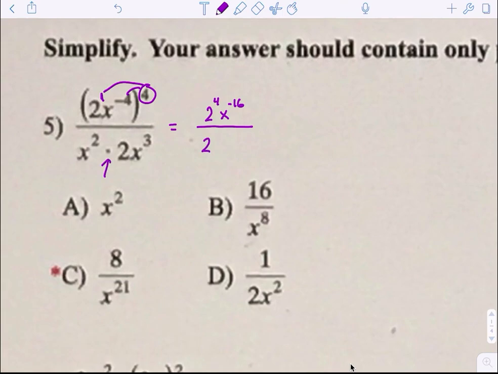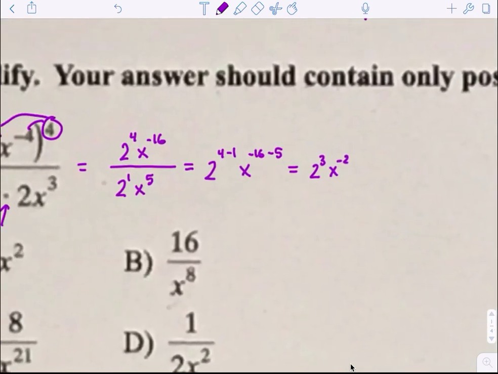So I'm just going to write 2, because that's to the first power. X to the second times x to the third, you guys, is 2 plus 3, which is x to the fifth. Now, you guys have this, and now you guys have to use division. So when there's two bases and you're dividing, you have to subtract the exponents from each other. So 2 to the 4th minus 1, x to the negative 16 minus 5. That's going to give you guys 2 to the 3rd and x to the negative 23rd. Sorry, x to the negative 21.